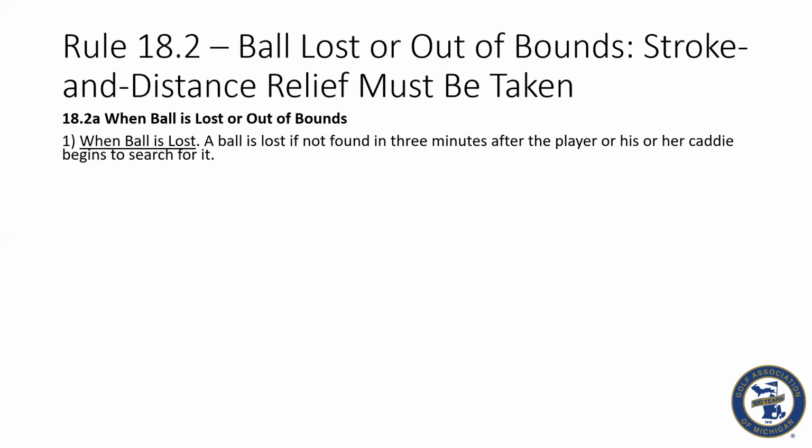All right, so obviously when the ball's lost, we're going to go back and play under stroke and distance, but now we know that we have 3 minutes to find our ball, and that clock time starts when we or our caddie or our partner or our partner's caddie get in the area where it's likely to be. So that's a common question asked at qualifiers that have caddies: when does the search time start? It starts when that caddie gets there. So a lot of times the caddies, if they're smart, they won't start looking until both players are there.